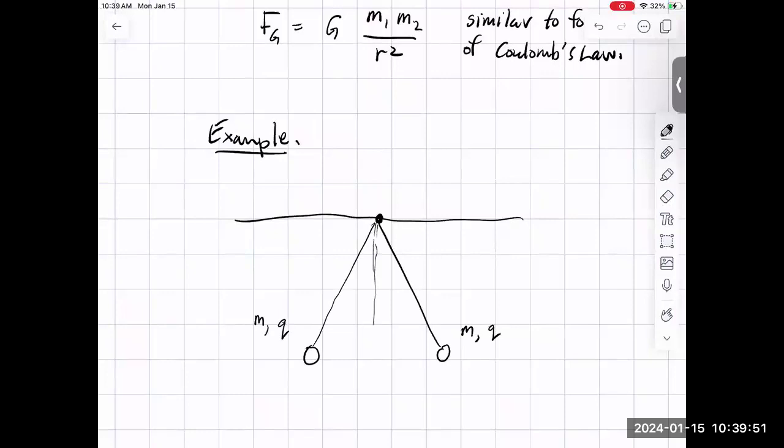So if these two masses are given the same charge, then they're going to repel one another. And if they repel one another, they will be separated out, making kind of an inverted V shape. And there'll be some angle theta that these strings make with respect to vertical. If the masses and the charges are identical, then we would expect that the two angles would be identical. And we'll say that this string has length L and this string also has length L.